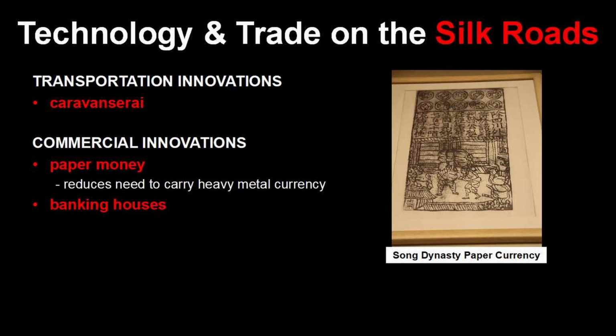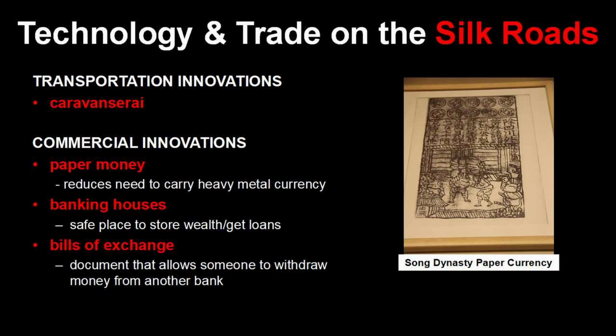Other commercial technologies that facilitated trade were banking houses and bills of exchange. Banking houses developed in Europe during the 1300s. It's a place where you can keep your money safe, so a bank. You could present them with a bill of exchange, an official document that said that you could get money from there.